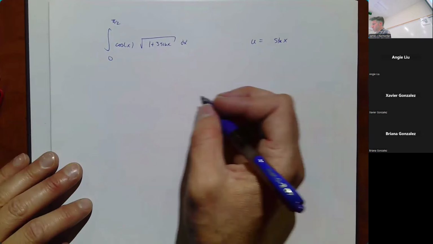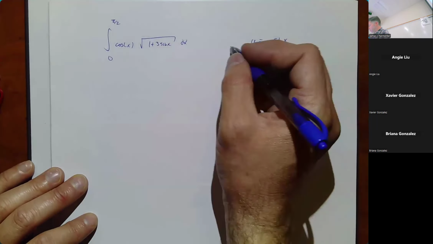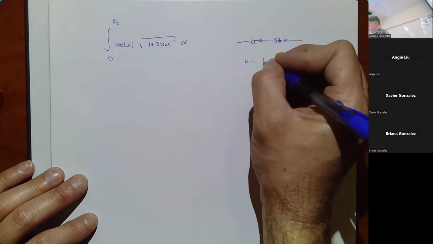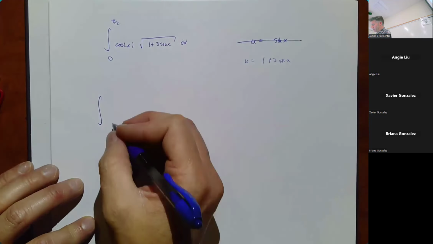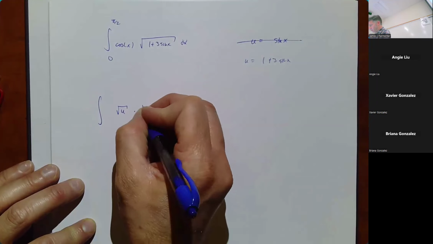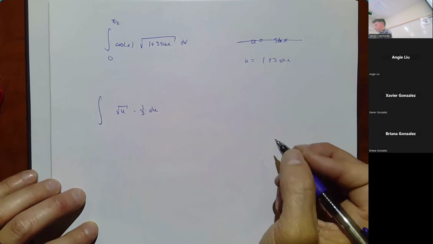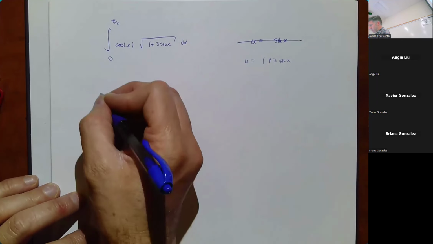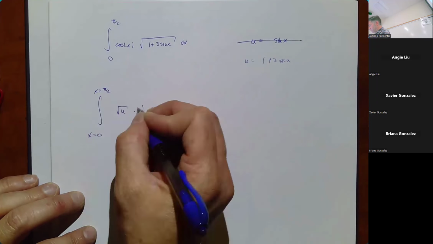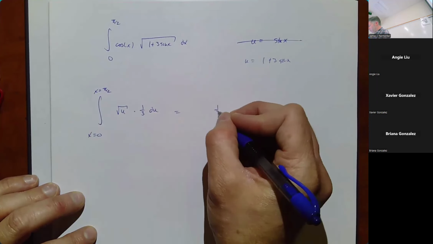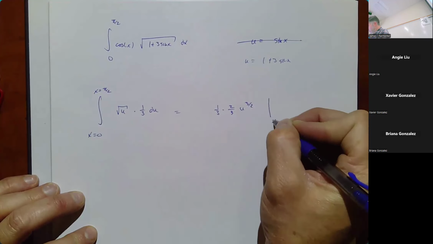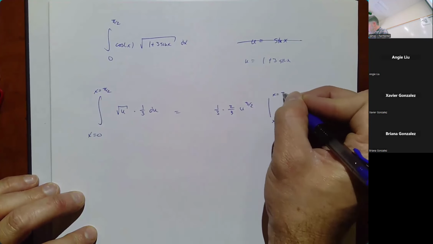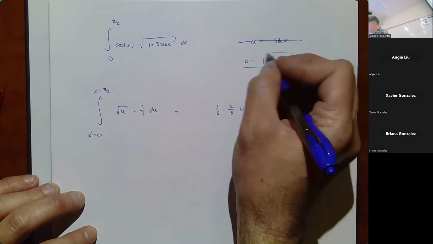Sure. If you make the same choice, u equals 1 plus 3 sine of x, then we get down here to the integral of the square root of u times 1/3 du. You can just leave the limits as x equals 0, x equals pi over 2. We're going to integrate this. We're going to get 1/3 times 2/3 u to the 3/2 from x equals 0 to x equals pi over 2. And then we plug back in what u is equal to.